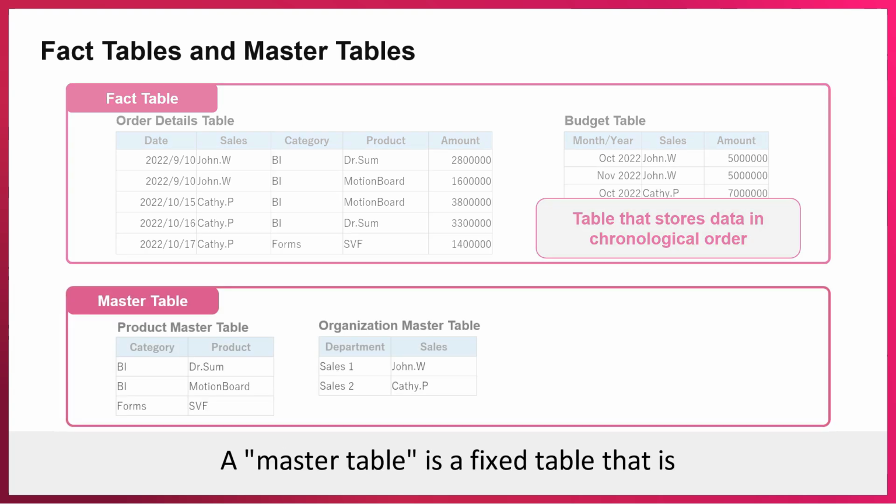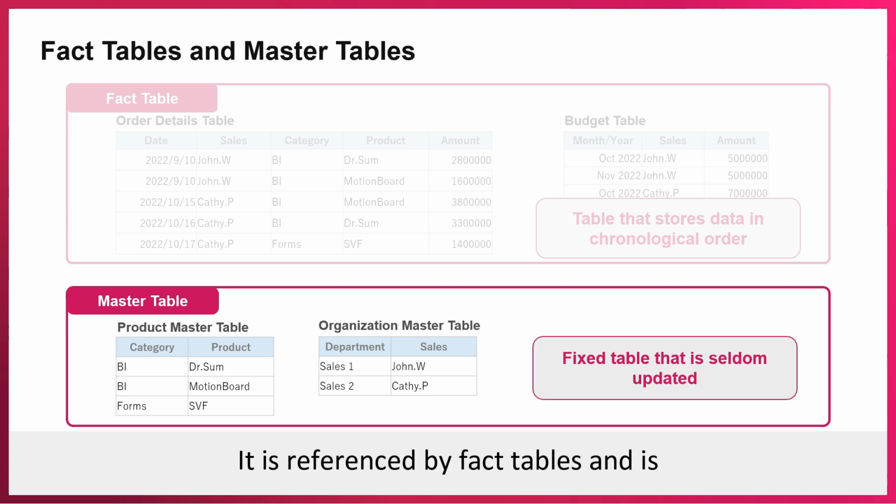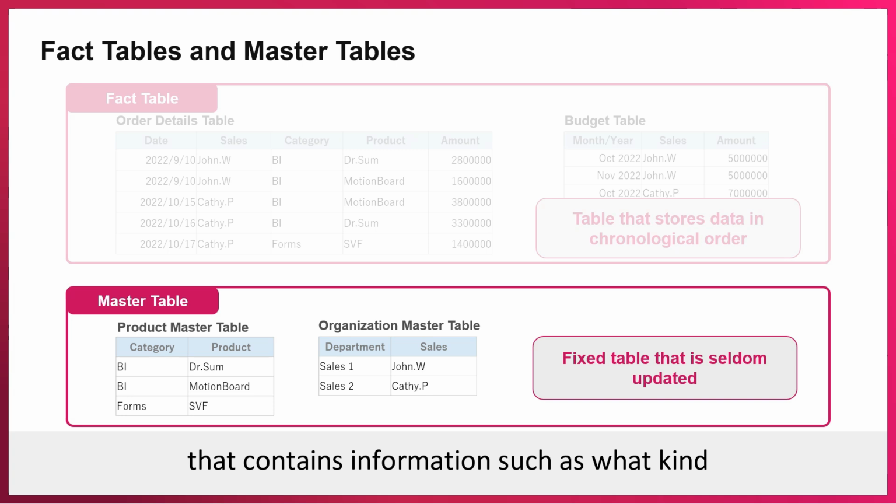A master table is a fixed table that is seldom updated. It is referenced by fact tables and is often used when grouping or reading fields. Examples include a product master table that contains information such as what kind of products are available, and an organization master table that contains information such as which department a sales representative belongs to.